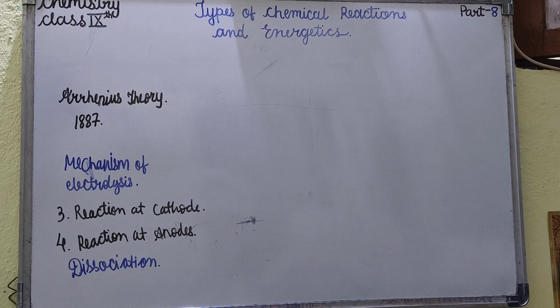Examples of the electrolysis of some electrolytes. First is electrolysis of molten lead bromide. Second is electrolysis of molten NaCl.